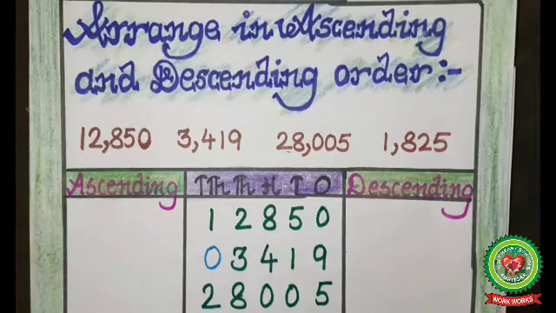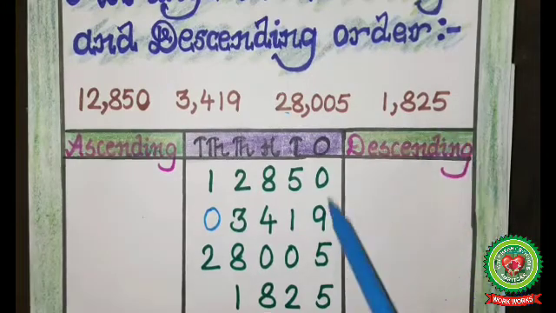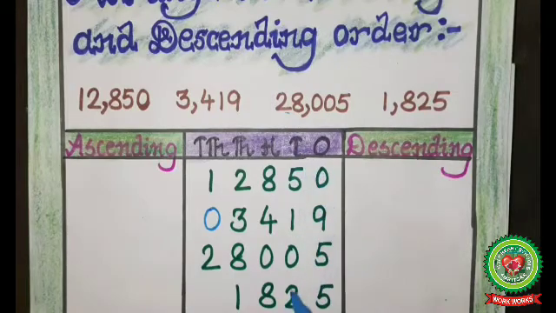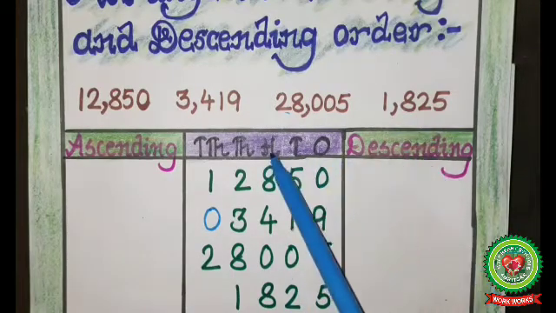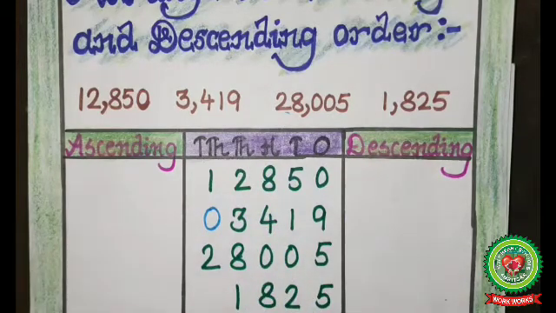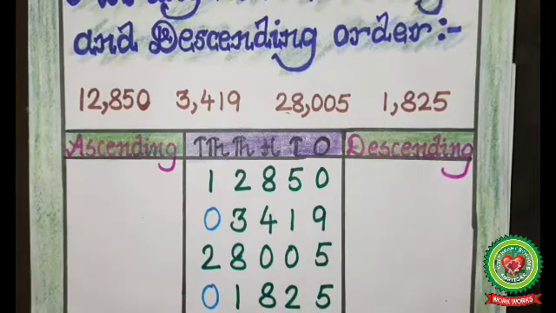Now next turn is of 1825. Let's arrange this number. 5 will come at ones place, 2 will come at tens place, 8 at hundreds place, and 1 at thousands place. Students, 10,000 place is not given, so we will put here 0. Now let's arrange these numbers in ascending order. That means from the smallest to the greatest.